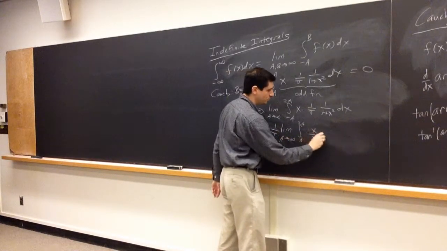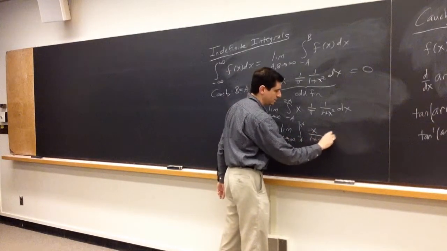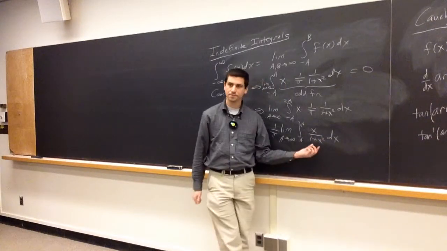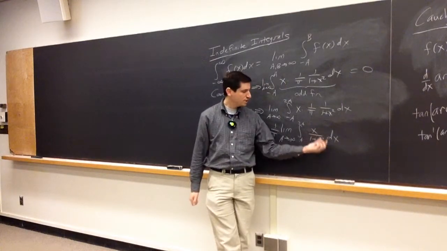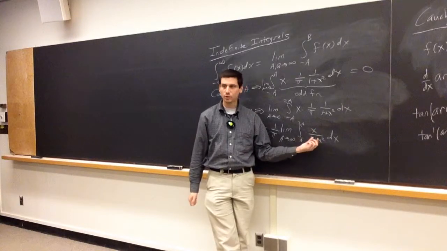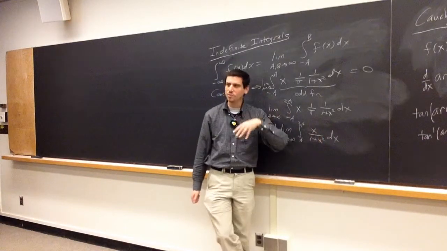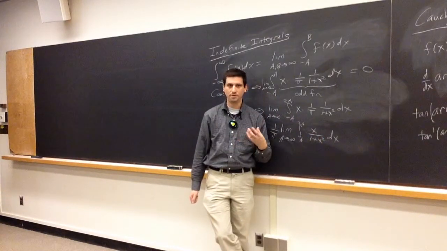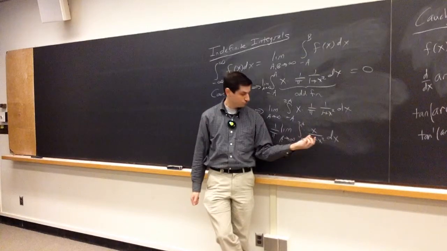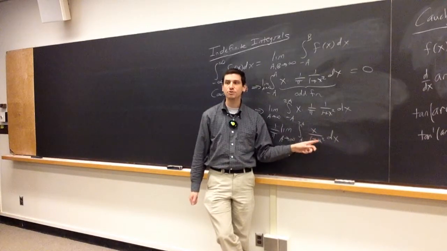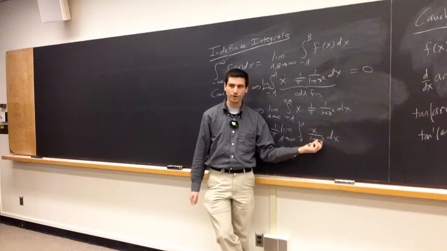And then I have x over 1 plus x squared dx. When x is really, really large, what does x over 1 plus x squared look like? It does look like 0, but we want to be a little bit more accurate than 0. It looks roughly like 1 over x. The error is going to be really small. It's essentially 1 over x.